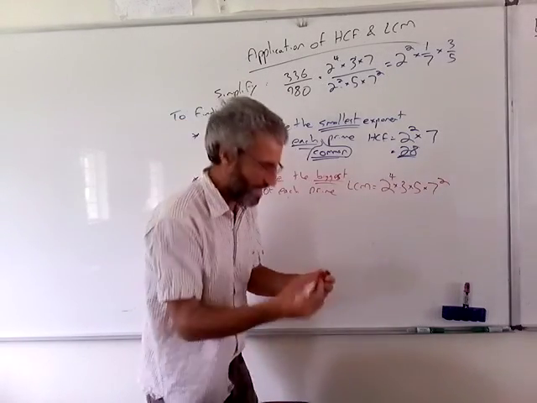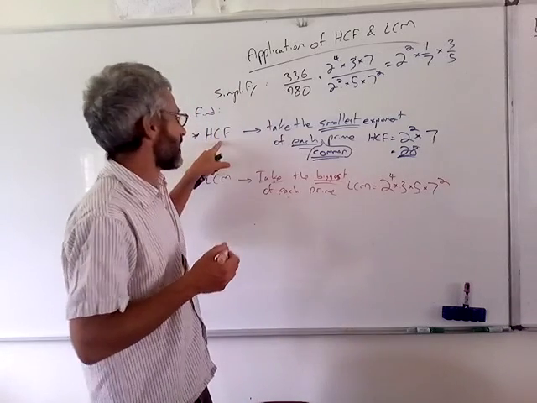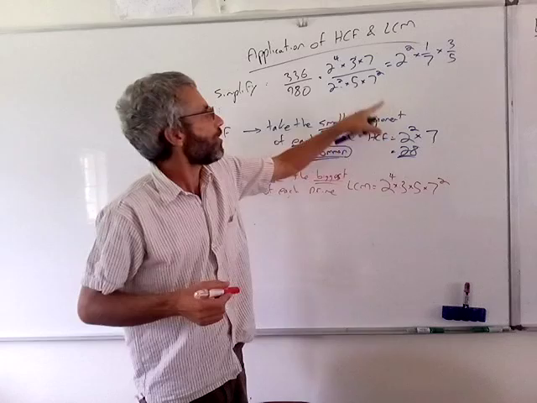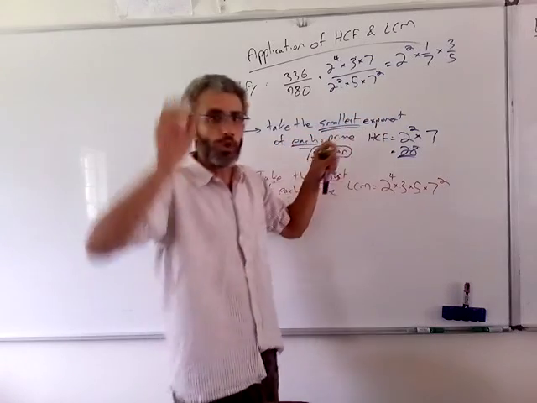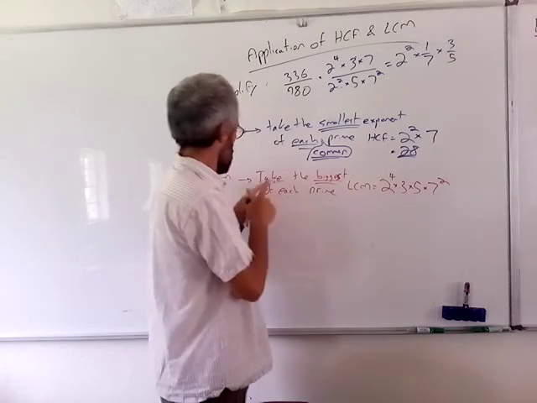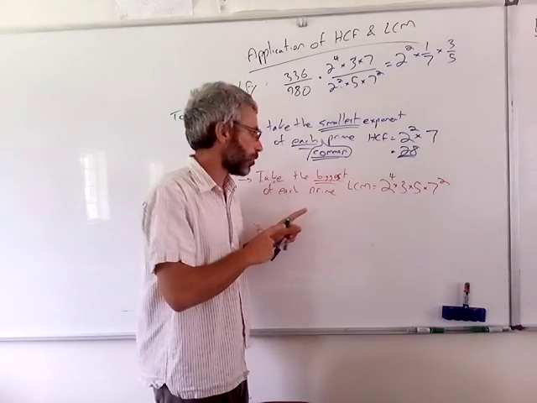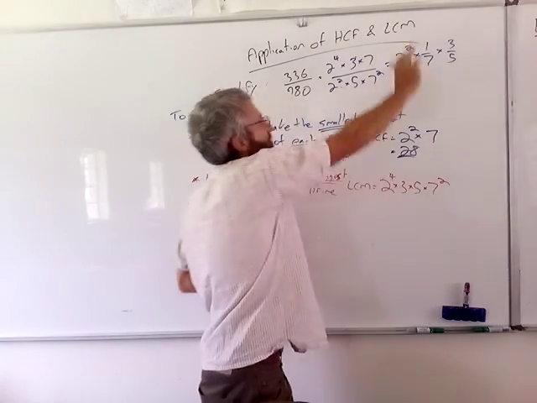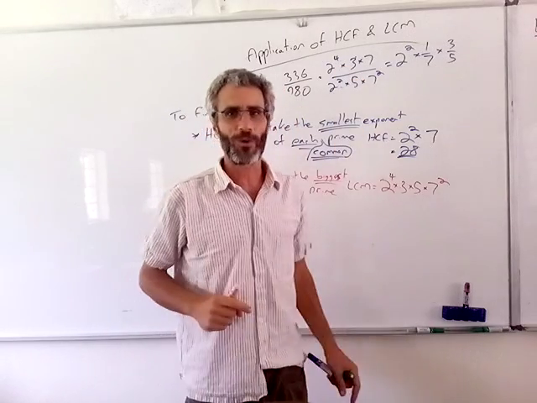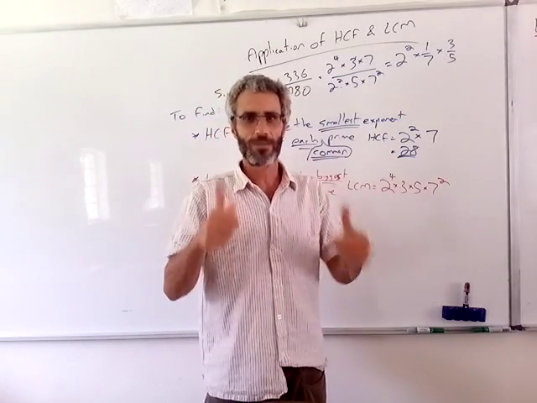Right, so to repeat, to find the highest common factor, I'm going to write down only the common primes with the smallest exponent on each one. When I want to calculate the lowest common multiple, I'm going to write all the primes, and I'm going to write down the biggest exponent on each one of them. Hopefully that helps. See you later.